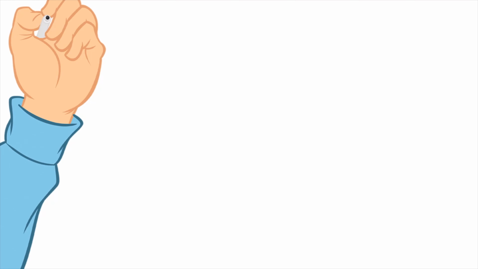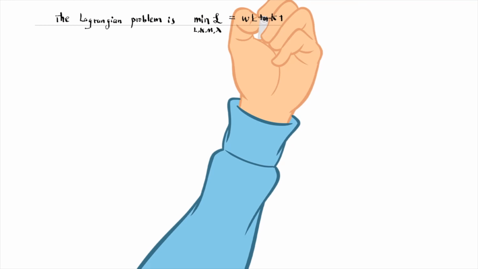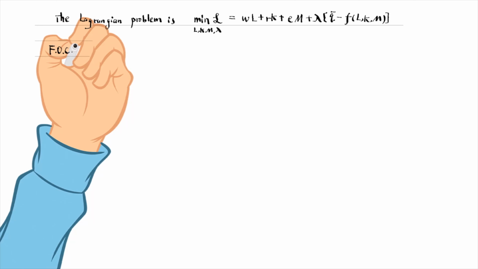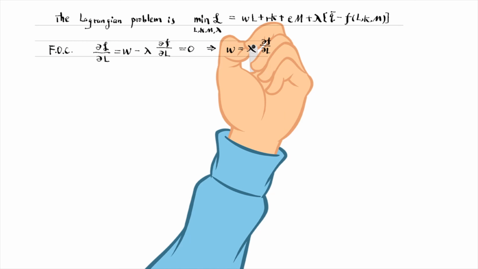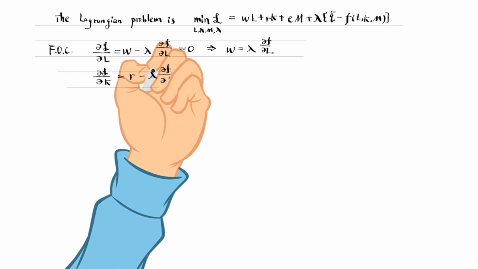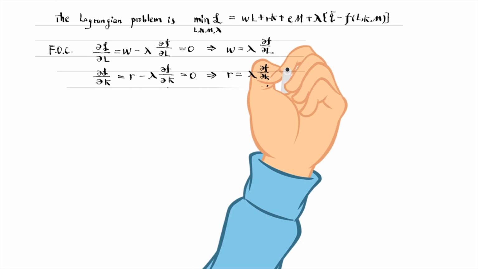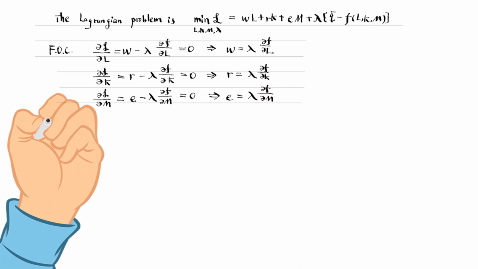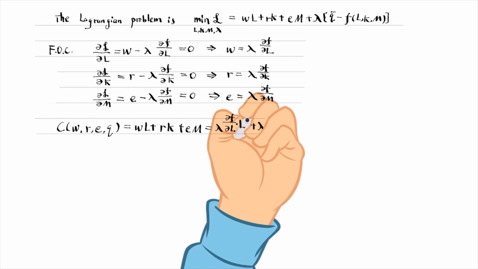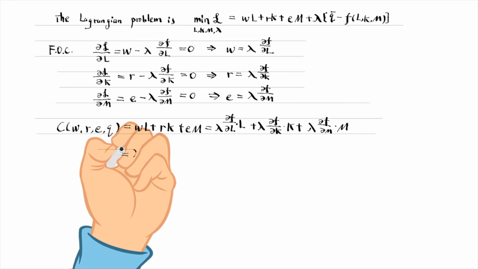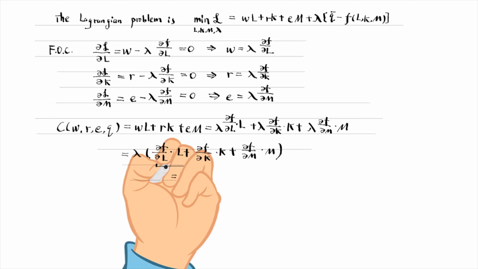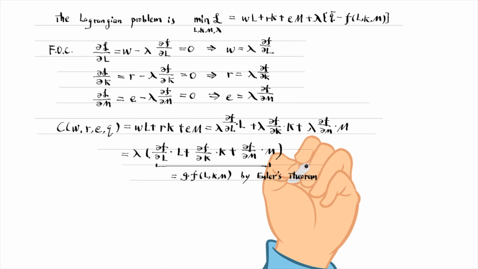First, we write the Lagrangian problem. We minimize the cost to produce a given level of output. The first three first-order conditions provide expressions on the factor prices. Then we write the cost identity and substitute for the factor prices. We find that the second term is part of Euler's theorem on homogeneous functions.